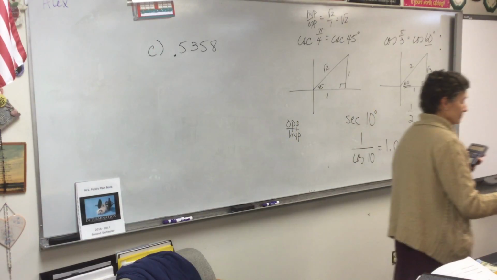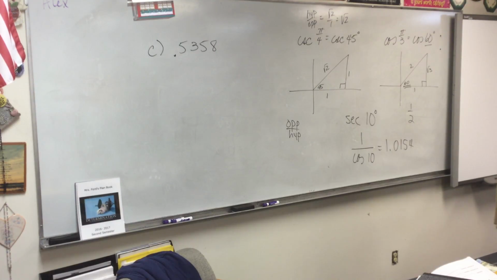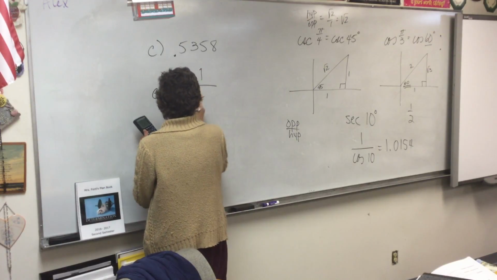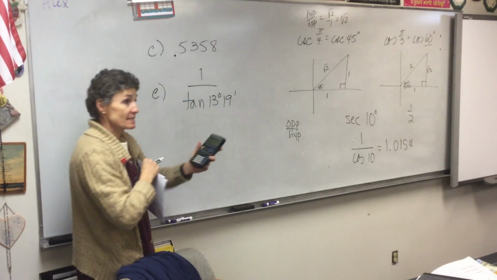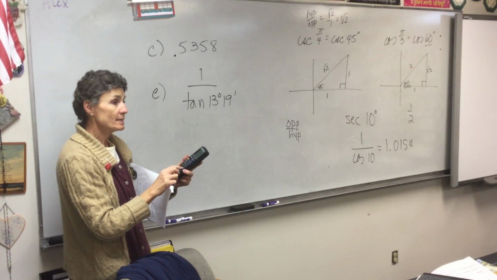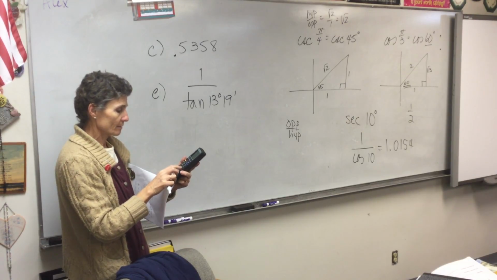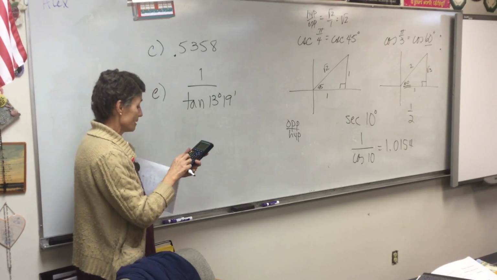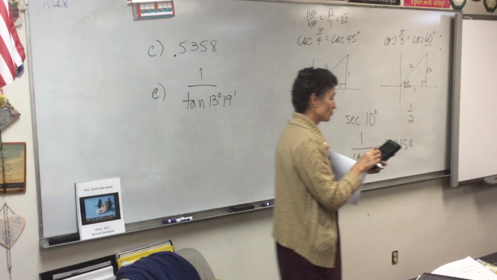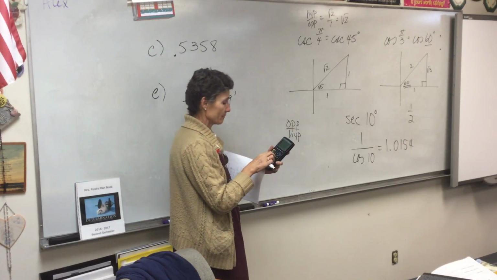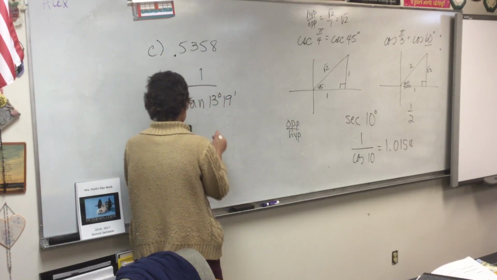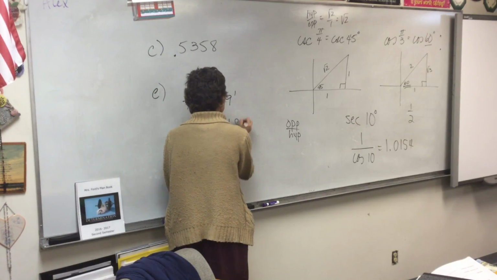The next one is E. Now wait, there's a problem. What's the problem with E? I don't have a cotangent button. So guess what I'm going to have to type? 1 divided by tangent, 13 19. So I am physically going to type 1 divided by tangent. Then I put in my 13. Go get your degree mark. Put in 19 and go get your minute mark. And the answer is 4.2248.